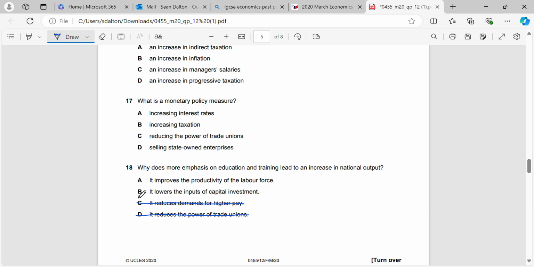It lowers the inputs of capital investment. Again, it doesn't have an effect on that. Education and training for workers doesn't have an effect on how much capital investment we need to put in, especially if we're in an industry that may still be capital intensive. But it does improve the productivity of the labour force. So improving people's skills is going to make them better at their jobs and produce more.